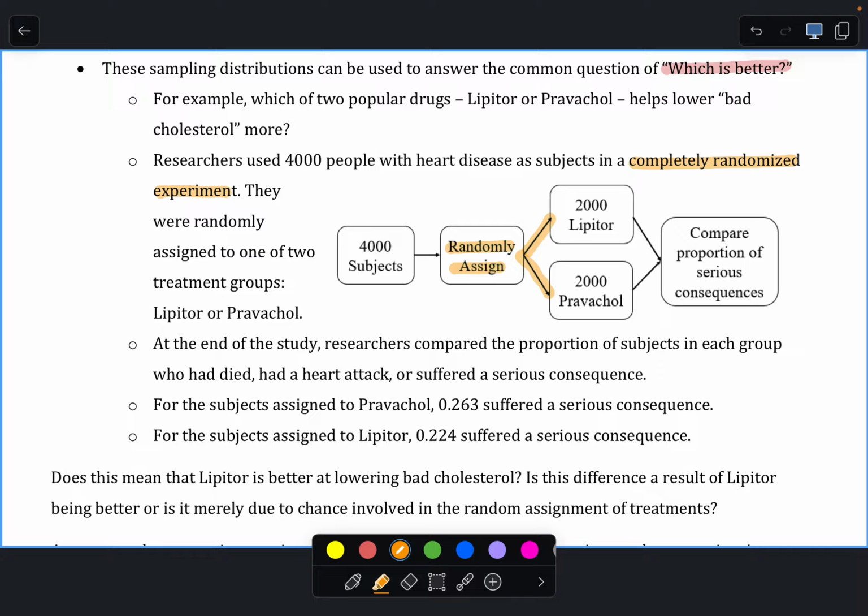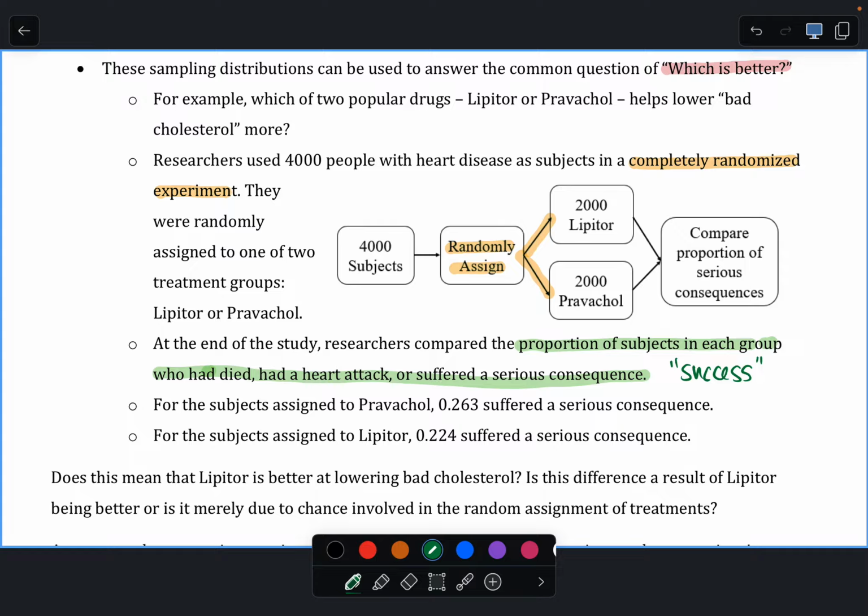And then they wanted to see the proportion of subjects in each group that end up dying or having a heart attack or suffering a serious consequence. So that is what they consider, and I know it seems crazy, but that's what they consider a success, is finding someone who this happened to. Now, remember, we've talked about successes aren't always the positive outcome. They're trying to see, did this occur or did it not occur? And in this case, that's what they're looking for. Did they die, have a heart attack, or suffer something serious?